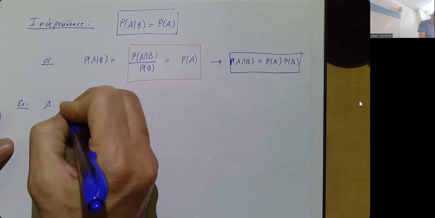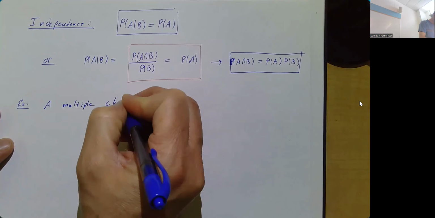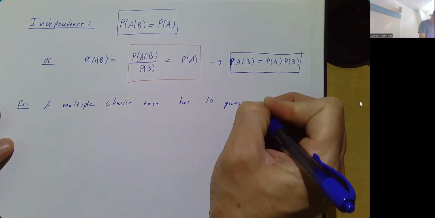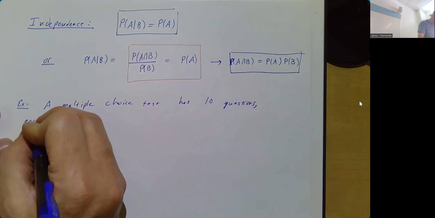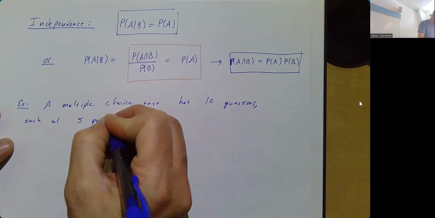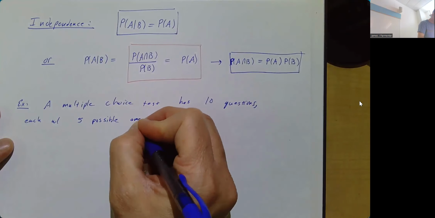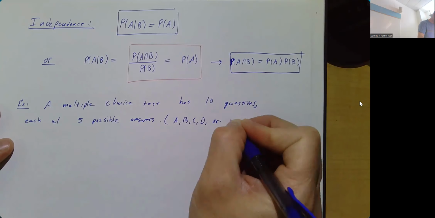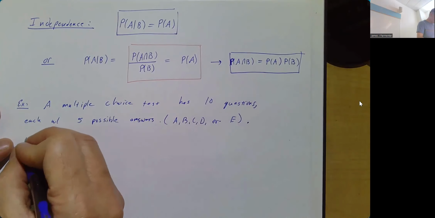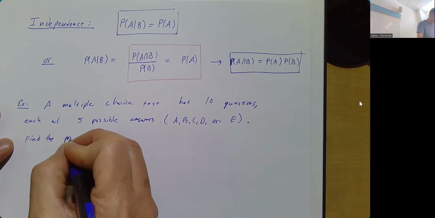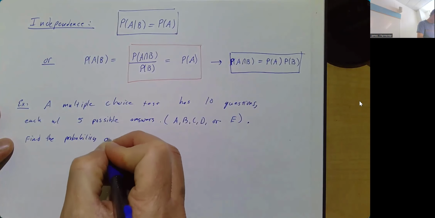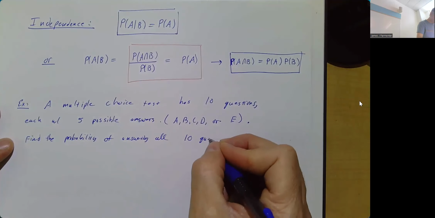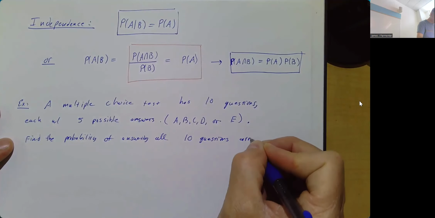A multiple choice test has 10 questions, each with 5 possible answers: A, B, C, D, or E. Find the probability of answering all 10 questions correctly by randomly guessing.